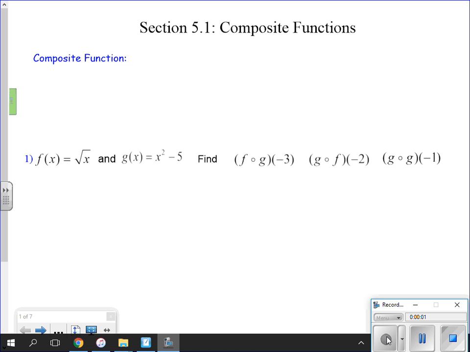So, chapter 5, we're doing a lot of function manipulation. Okay, we're starting out today with composite functions.